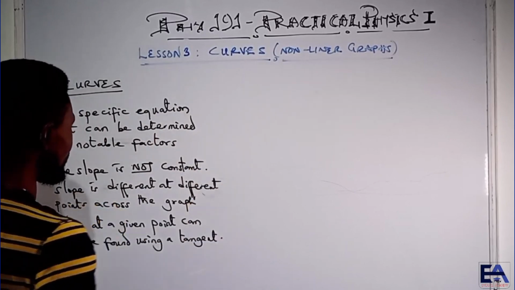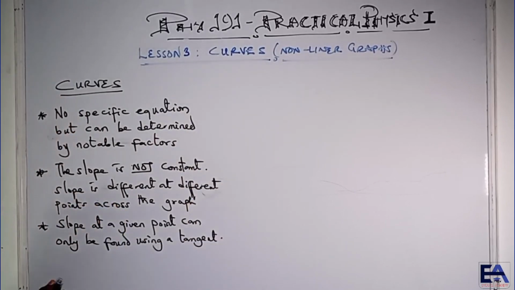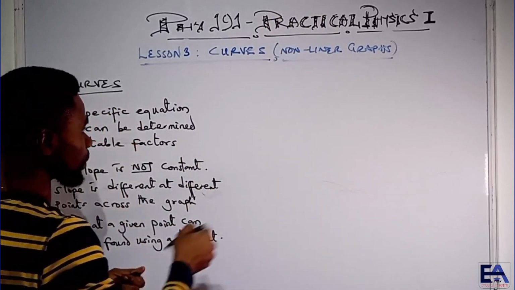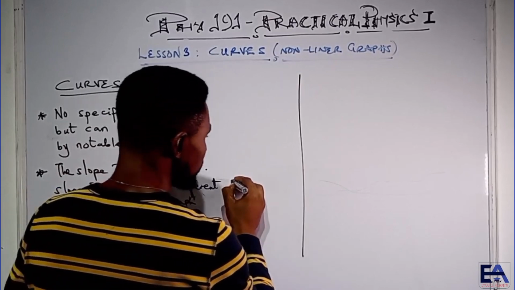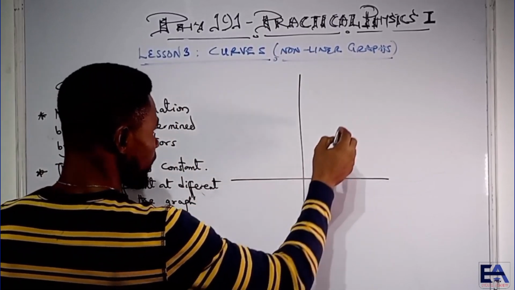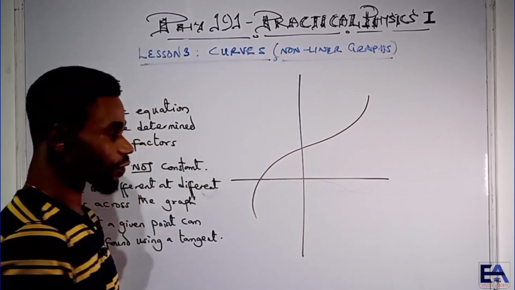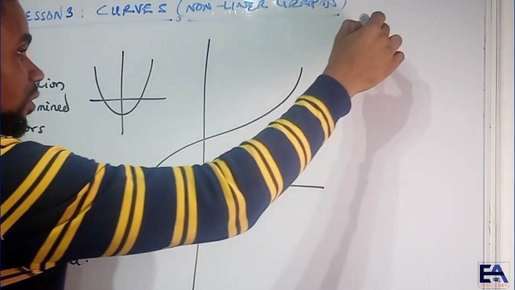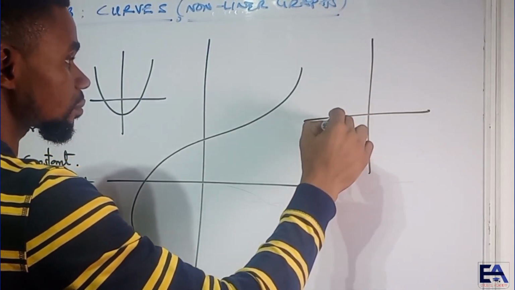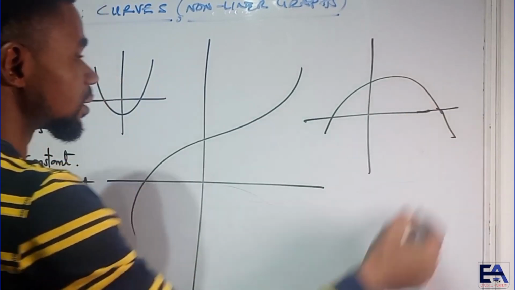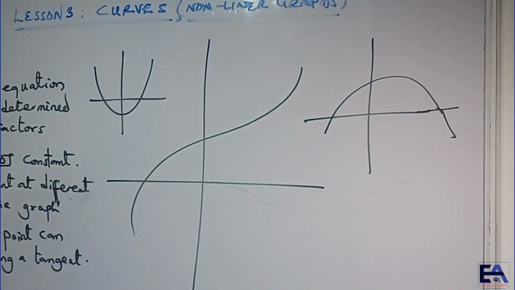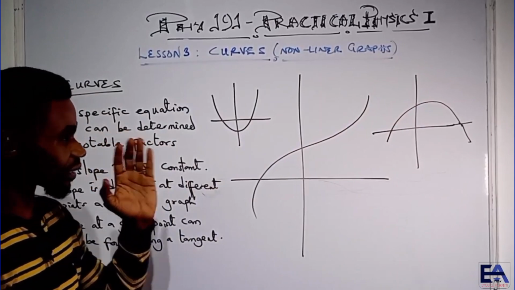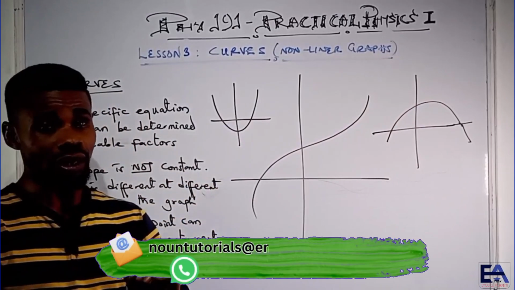All right, so when we talk about curves, we mean graphs that are not straight, okay? Like the line is not straight. It's not like a straight line graph, but it's having some kind of slope somehow. Like, if I have something like this, it is a curve. If I have something like this, it is a curve. If I have something like this, it's a curve. In as much as the graph is not linear, in as much as it's not sharply straight, either upward or downwards, then that kind of graph is regarded as a curve.